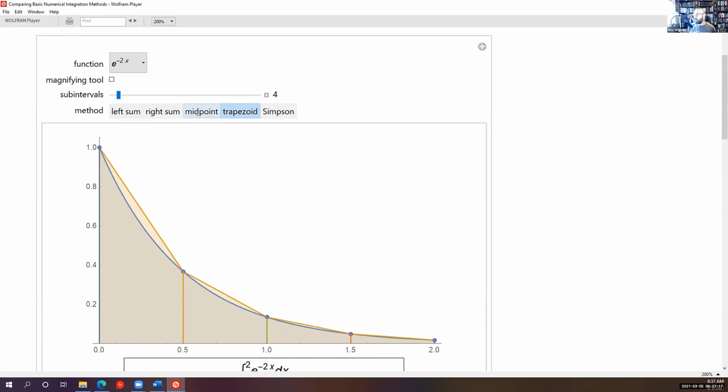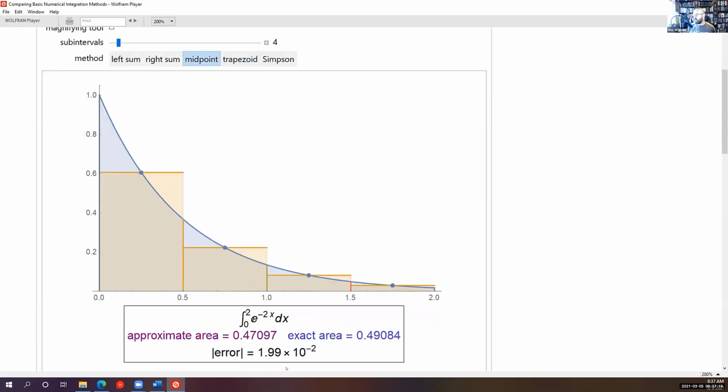But if I go to the midpoint method, notice the error there is not 4 times 10 to the negative second, but only 2 times 10 to the negative second. The midpoint method is twice as good as the trapezoid method. Pretty interesting how that works. Even though visually the midpoint method looks worse, it actually averages out the errors and ends up being twice as good as the trapezoidal method.